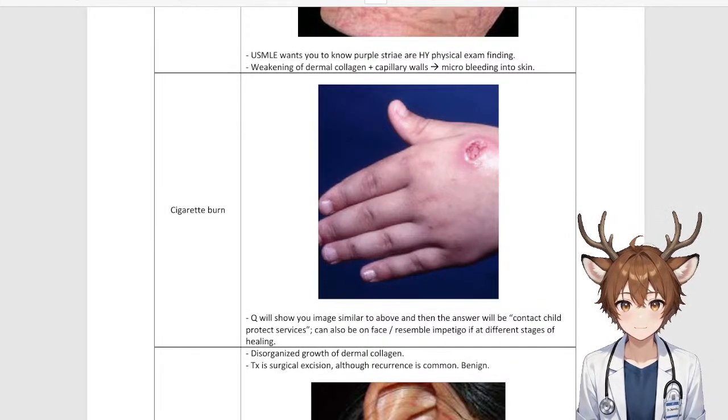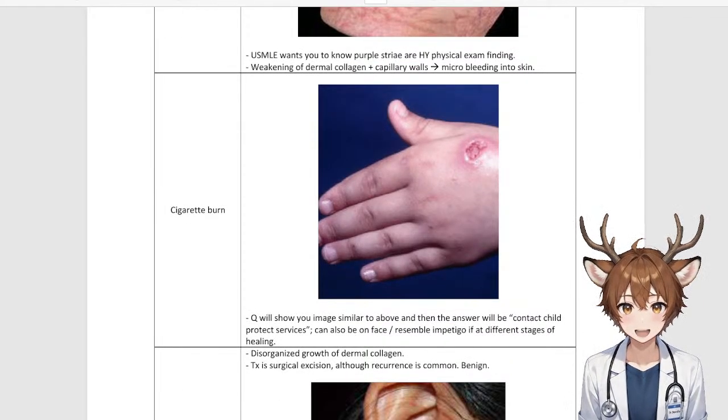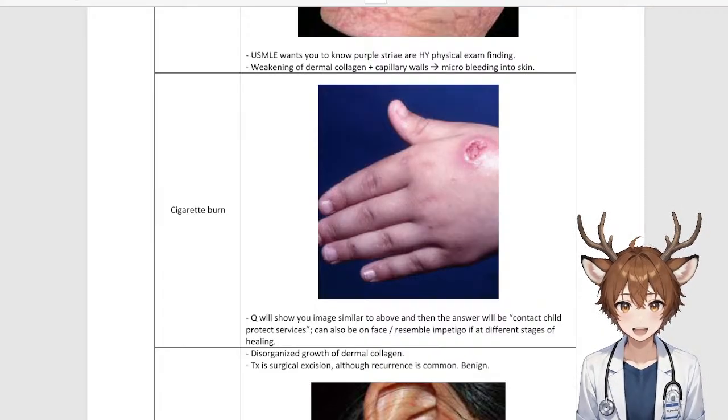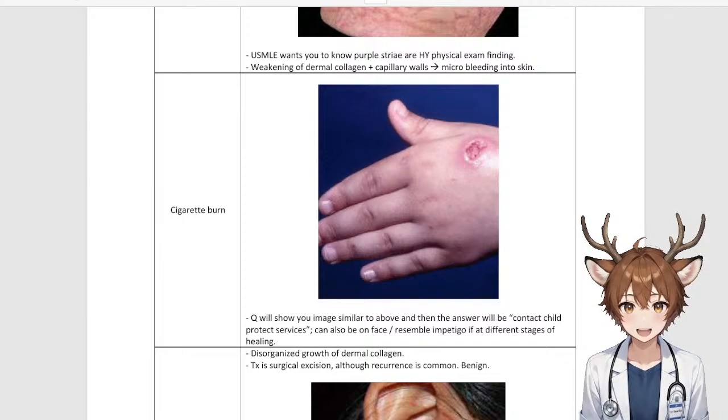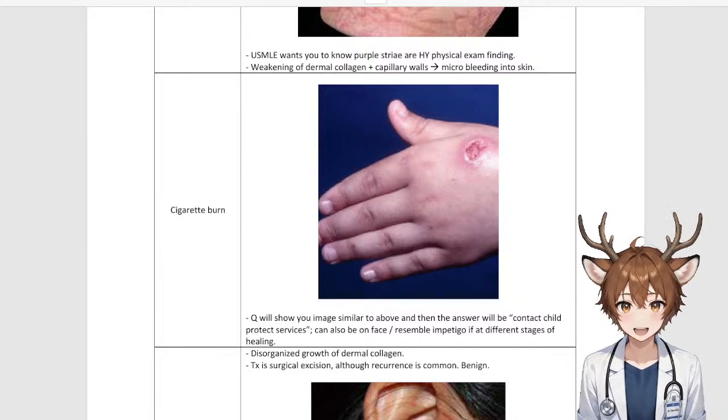Cigarette burn. Those are no fun. Question will show you an image similar to above, and then the answer will be contact child protective services. Can also be on the face and resemble impetigo if there are different stages of healing.